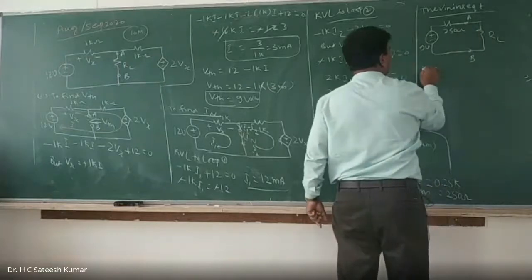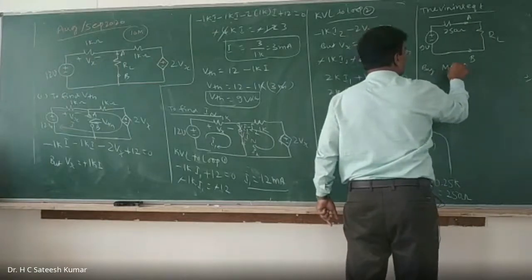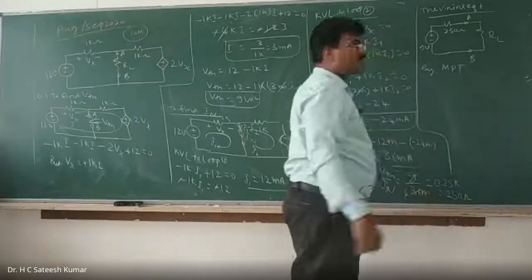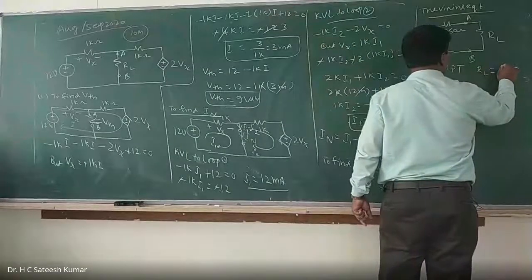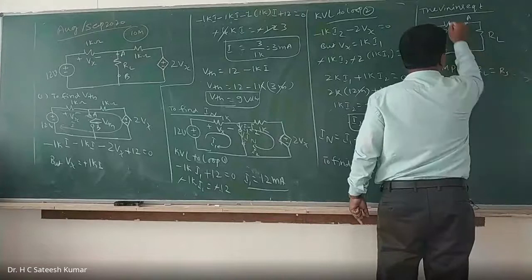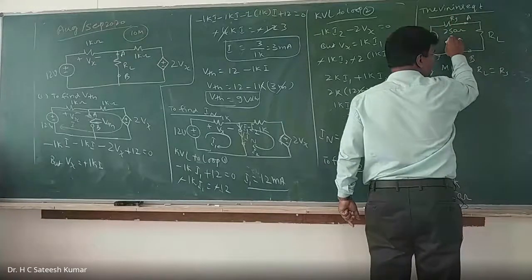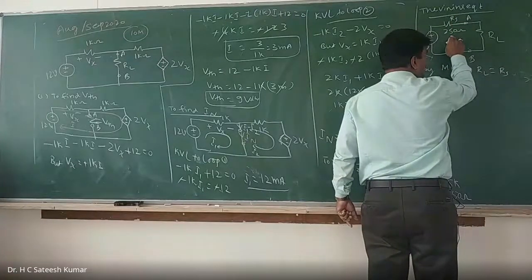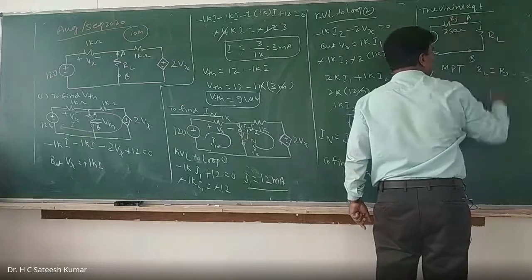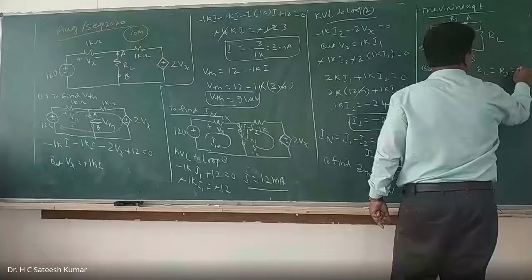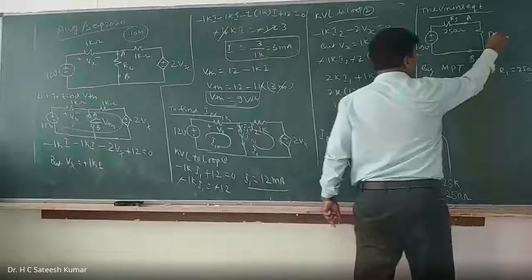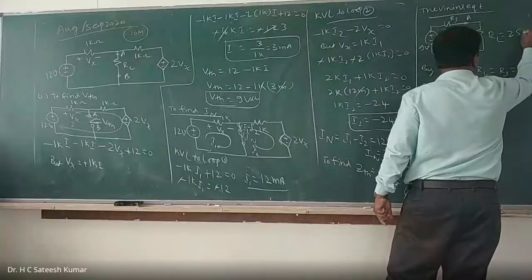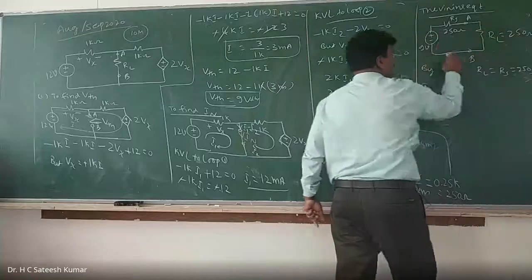By the maximum power transfer theorem, MPT, maximum power will be transferred when RL is equal to RS. This is your RS now. Whatever ZTH we found, that is your source resistance, and this is your load resistance, which is equal to 250 ohms. Maximum power will be transferred when load resistance is equal to source resistance. No, 250 and this is 250.